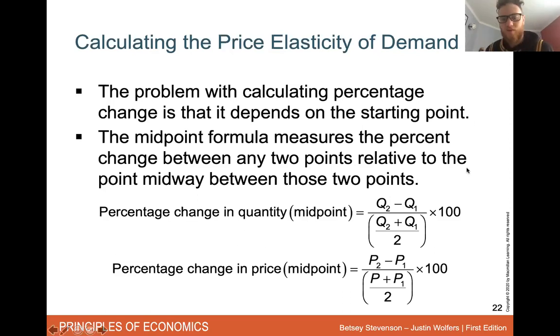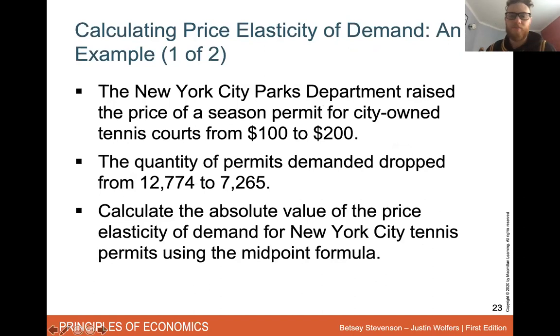The percentage change in quantity midpoint, Q2 minus Q1 over Q2 plus Q1 over 2, times 100. And percent change in price midpoint, P2 minus P1 over P2 plus P1 over 2, times 100. Calculating the price elasticity of demand. An example, not going to work through this example. I'll work through it after.